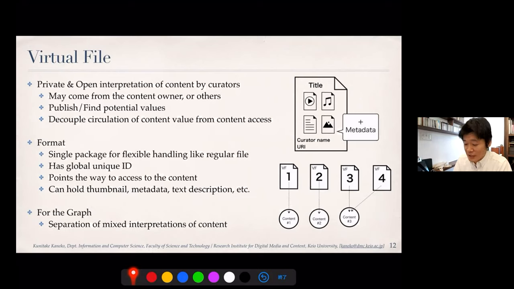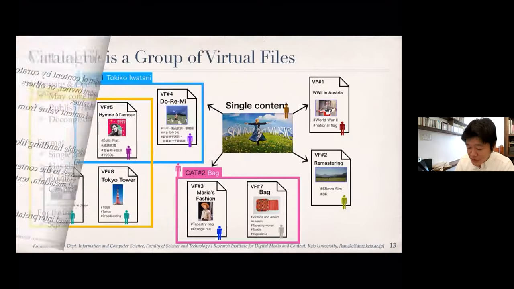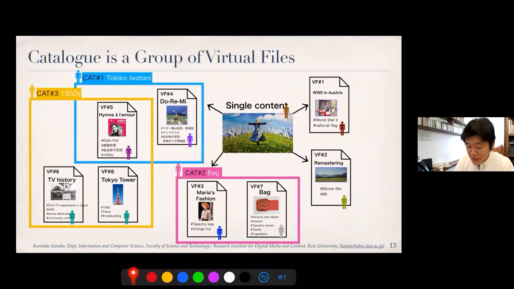And then when somebody wants to publish the budget file, they don't need to open the content itself, okay? So the next level, the classification, grouping. The catalog realizes a grouping of the budget files. Single contents, here are several of the budget files, and then making a group, okay? Each has a title, but that is for the human. Actually, this cat number and budget file number is important for the computers.